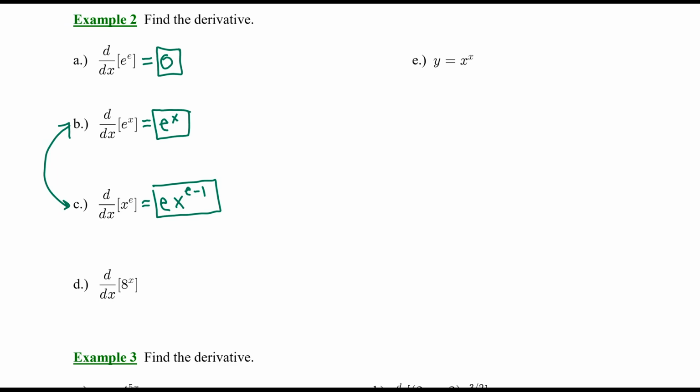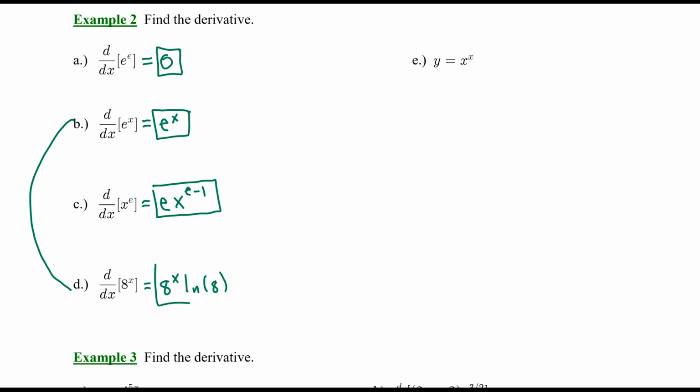On example D, this is the new formula we just learned. It is an exponential function. It's related to b, but it's different because it's a base other than e. So we make a copy of the exponential and then we multiply by natural log of the base.